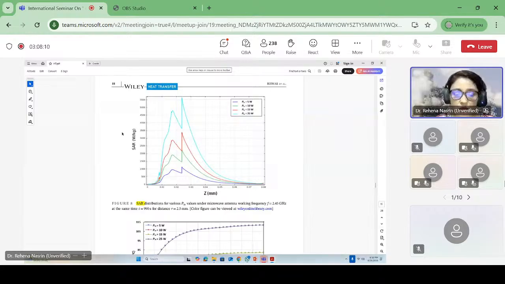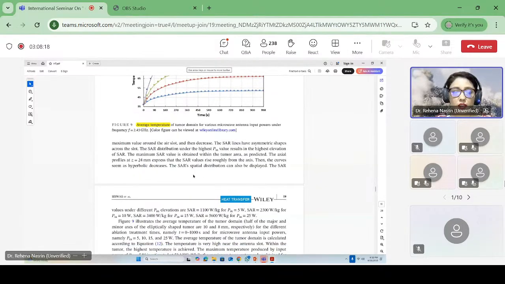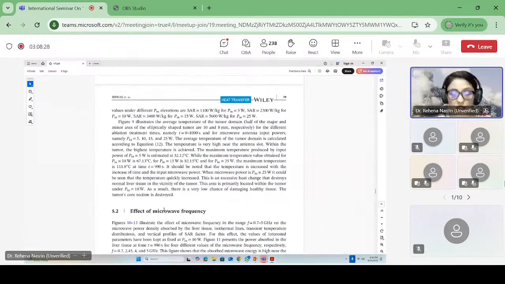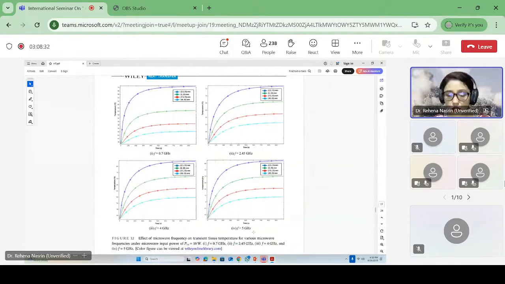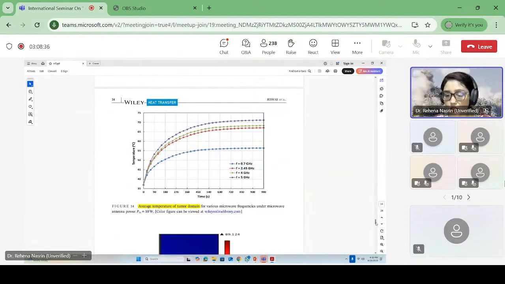So this is the SAR distribution for 5 watt to 25 watt and average temperature. Here we consider only 2.45 gigahertz as the frequency level, the microwave frequency level. So these are the control plots, and I'm going to the conclusion part.